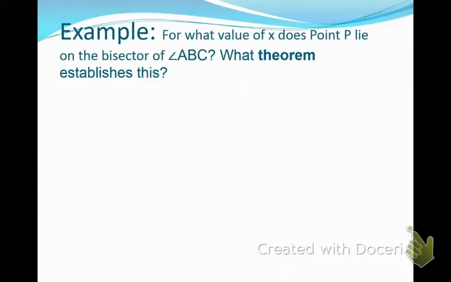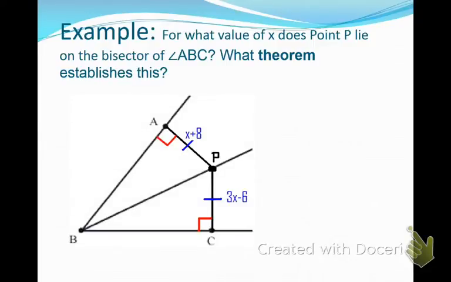For what value of x does point P lie on the angle bisector of angle ABC? What theorem establishes this? How could we figure out the distance from P to the sides, or for P to be on the angle bisector of angle ABC? What would I do? Gage, how would I find x?